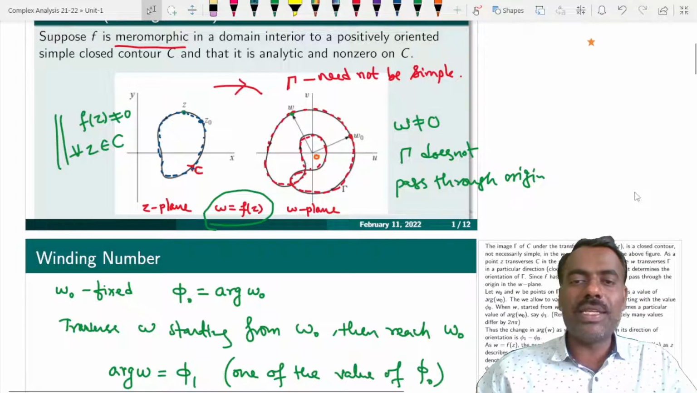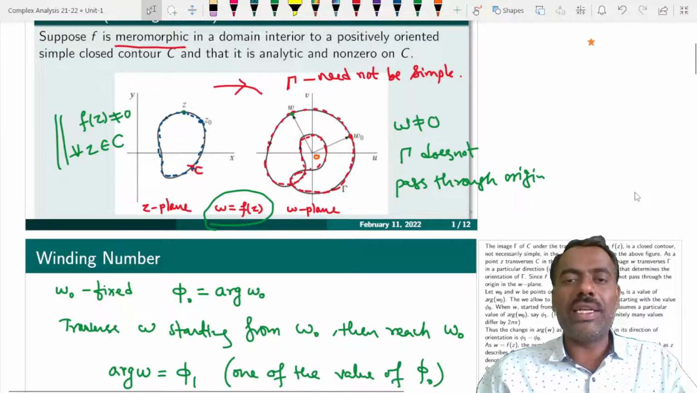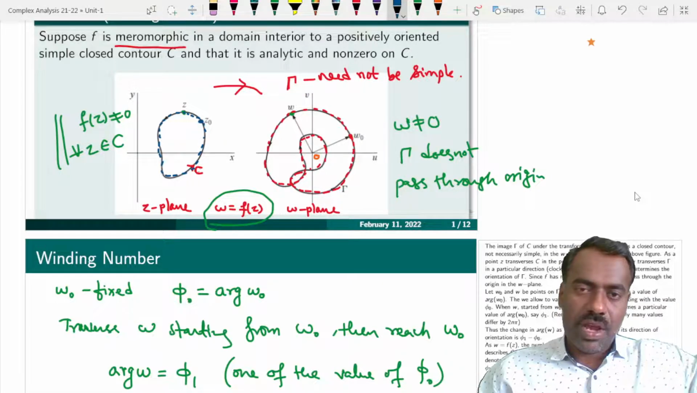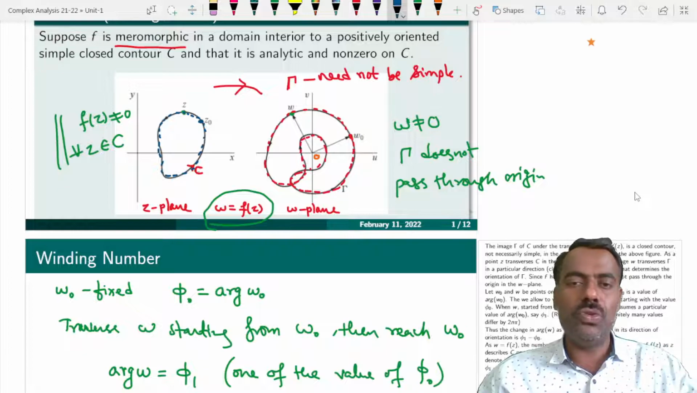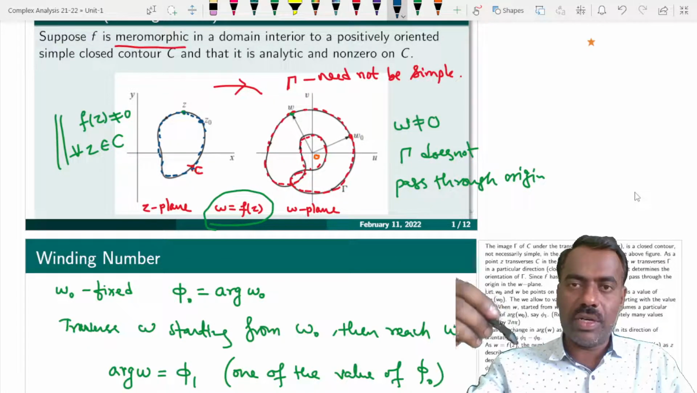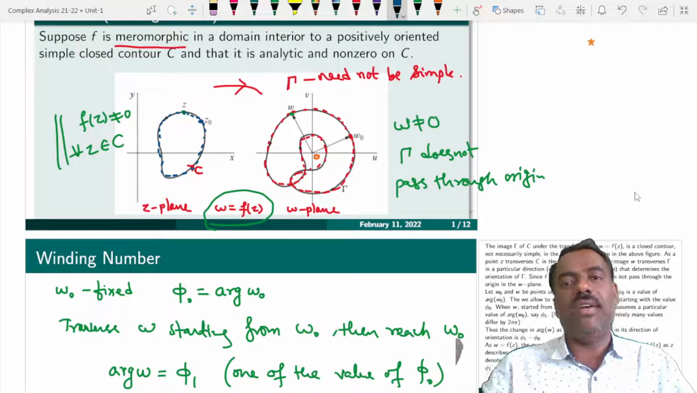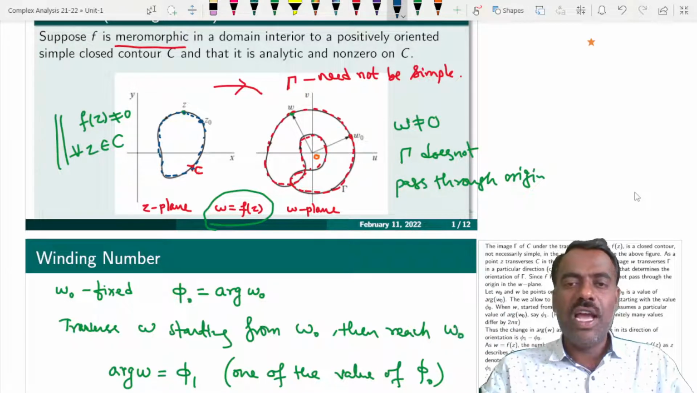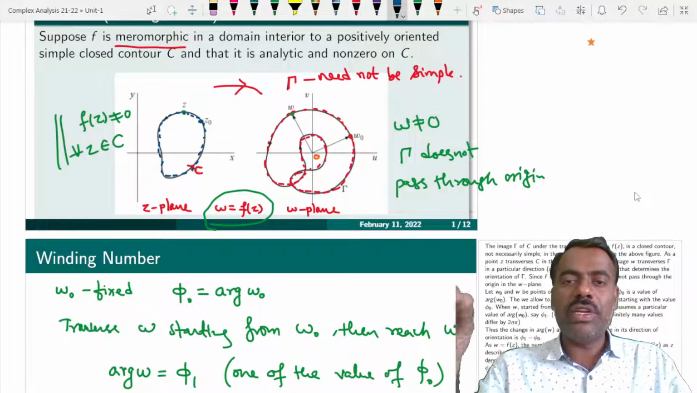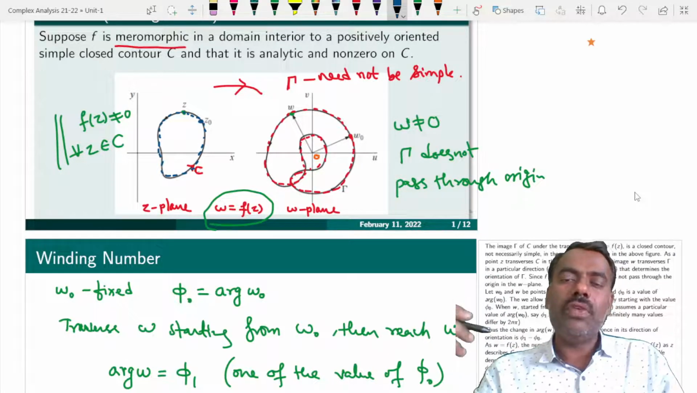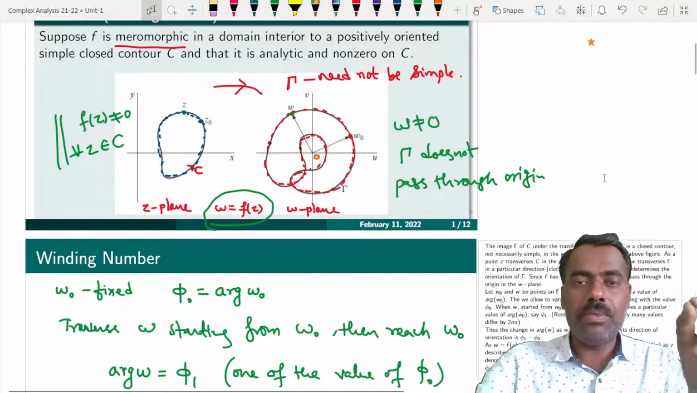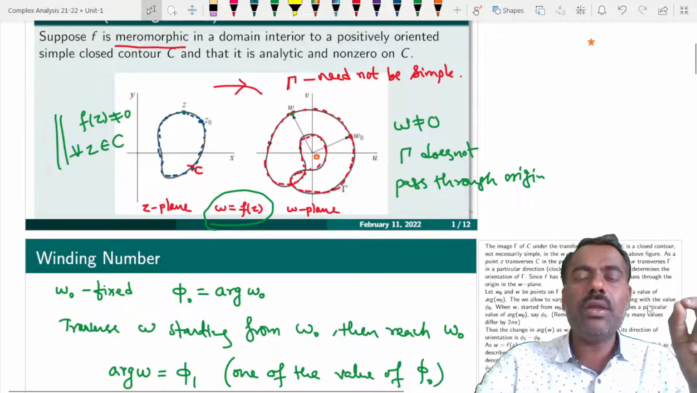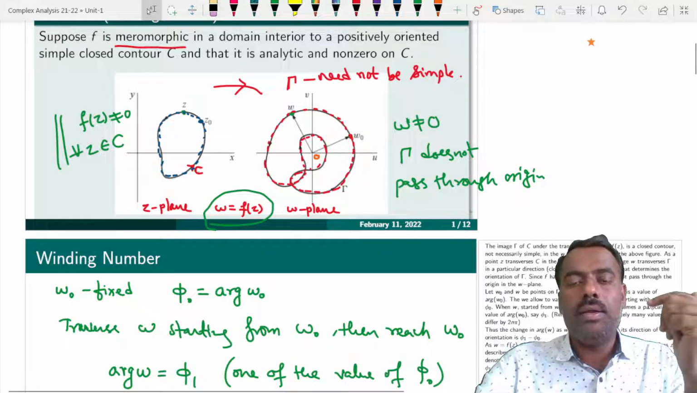That means if it is not rotating around the origin at all, then the winding number is 0. That is because the argument value will change only if there is a complete rotation of 2 pi, and that happens only if our curve is rotating around the origin. If it doesn't involve the origin when it is rotating, then the winding number is 0. This same point of discussion we did when we discussed log.